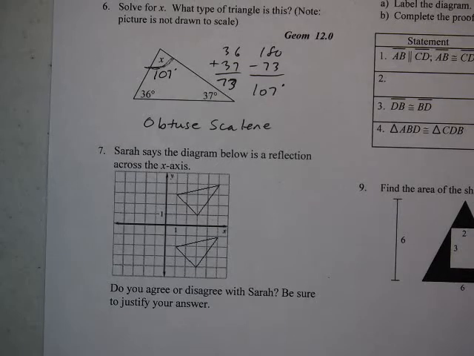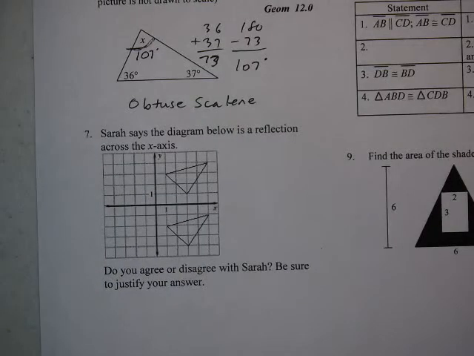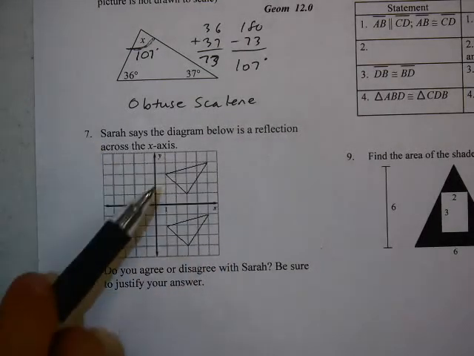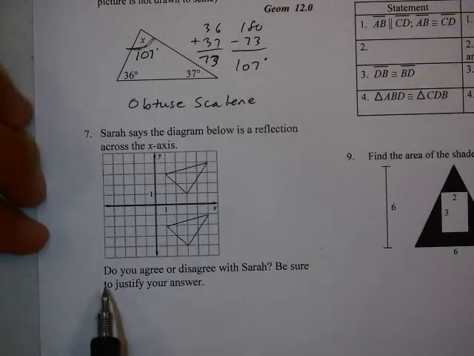Let's start on geometry, review 2 for unit 2. I'm going to look at number 7 and 8 in this video. Number 7, we're given this picture. It says, Sarah says the diagram below is a reflection across the x-axis. So we're going to test her theory. It says, do you agree or disagree with Sarah? Be sure to justify your answer.